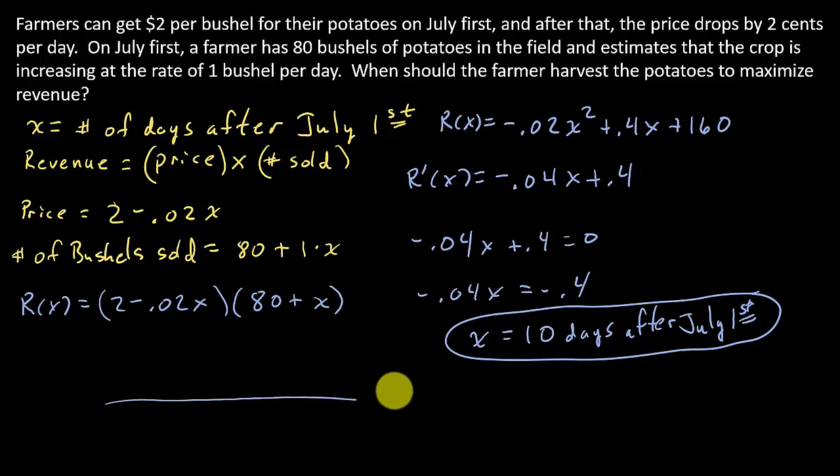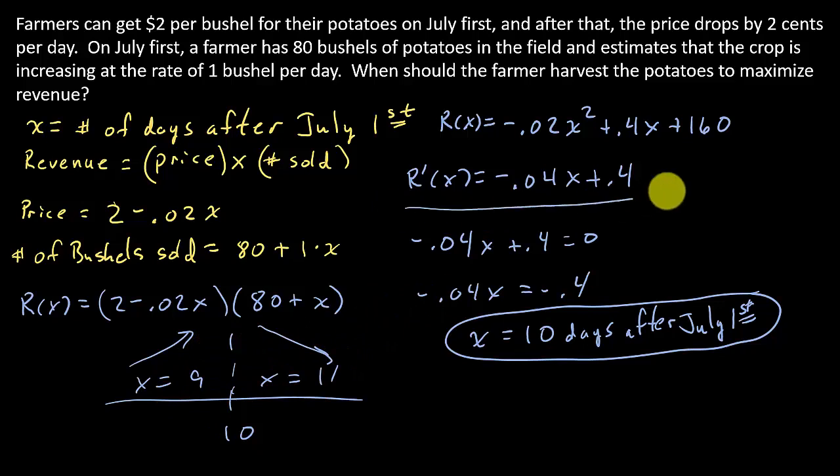And look, you can plot the 10 here, choose a number on each side of it, and you'll see if you plug the 9 in, you'll be able to see that it's increasing here, decreasing here. Plug the 9 and the 11 into our derivative here, and you'll see positive, negative, so you'll see that this is a maximum. All right, so I hope this video helped.